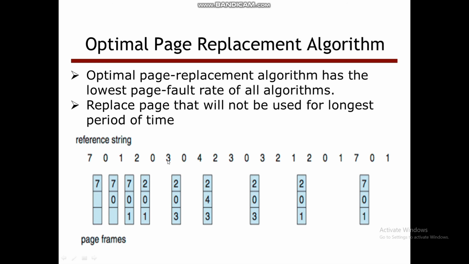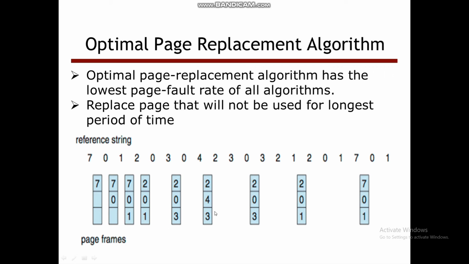Then when 3 is referenced, out of 2, 0, 1, which page is to be victimized? 2 is used in the recent future. 0 will be used, so 1 can be victimized. So 1 is replaced with 3. Then when 0 is referenced, there is no page fault. 4 is referenced, which has to be replaced from 2, 0, 3. 2 will be used in the future. 3 will be used in the recent future. So 0 is far, so 0 is victimized and replaced with 4. Similarly, it goes on like this till the last reference string, the last page.